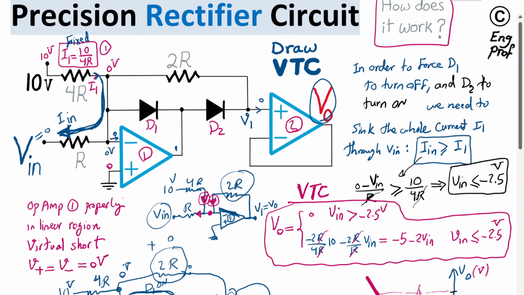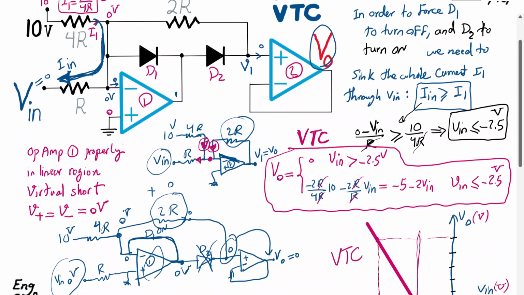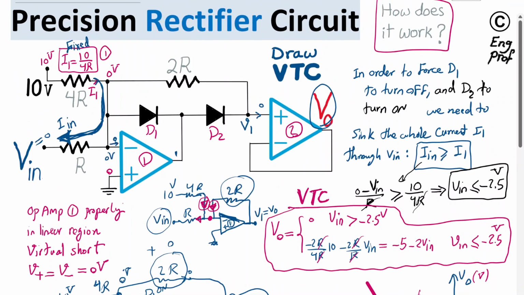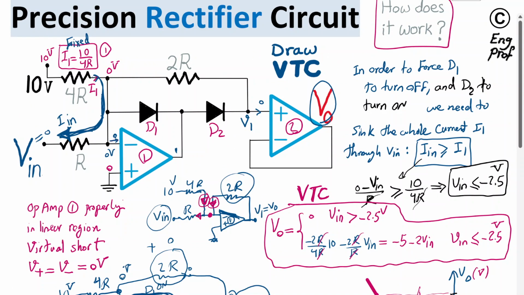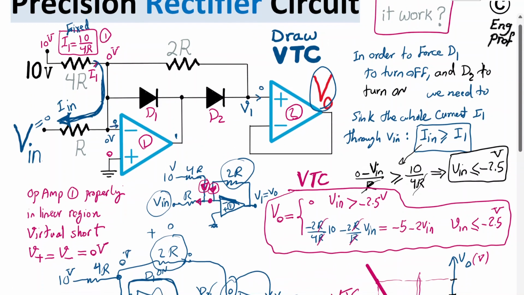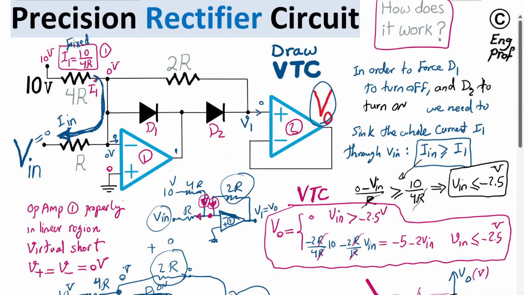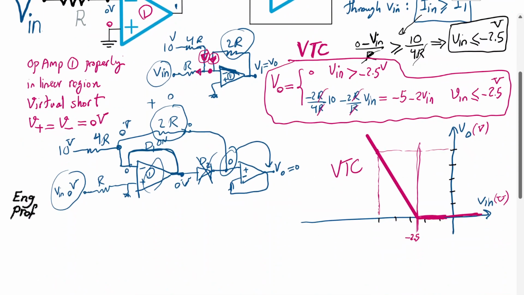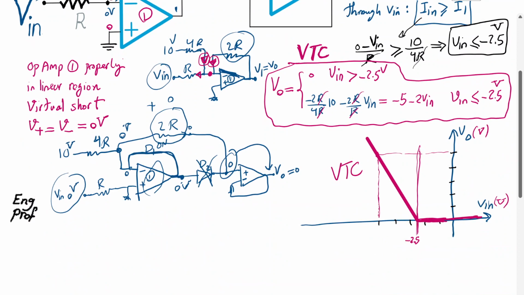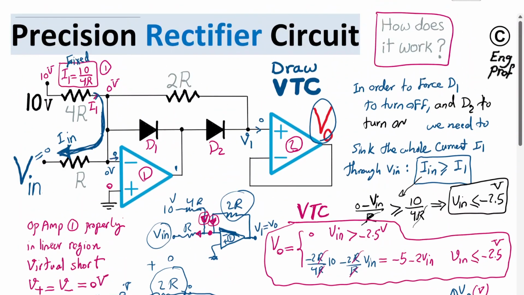I hope that this example is helpful in terms of showcasing how we can analyze the diode op-amp, let's say, or precision rectifier circuits, especially with some fixed level shifting, which is controlled by 4R and 10 volt, and then how we can find the VTC of the circuit, both the equation and also how we can draw the VTC. I hope this is helpful.